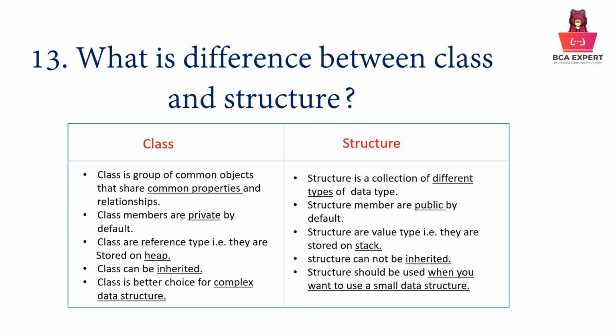Next, classes are reference types, so they are stored in the heap. Structures are value types, so they are stored in the stack. In a class we store in the heap, but in a structure we store in the stack. A class can be inherited, but a structure cannot be inherited. A class is the better choice for complex data structures, but a structure should be used when you want to use a small data structure.